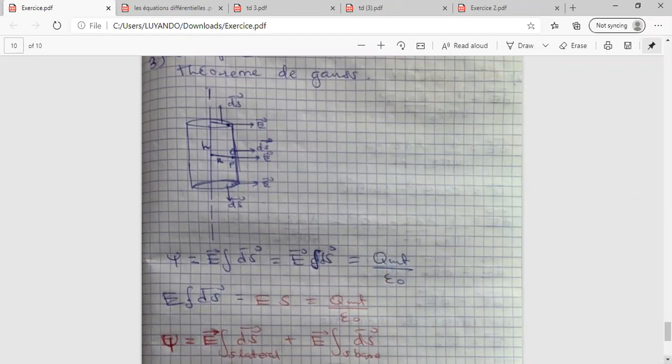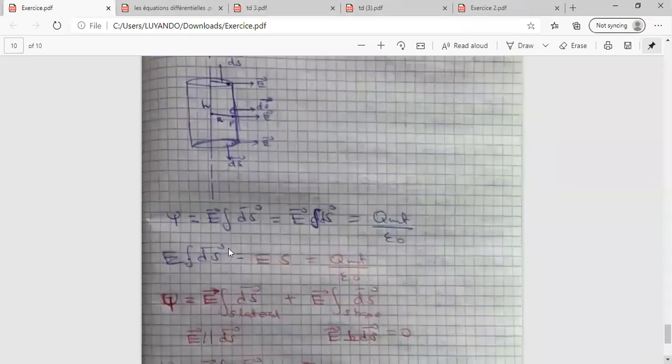And then we integrate the dS. So we're going to have ES is equal to Q_int over epsilon 0. And then for our flux, for the cylinder, we have the sides and we have the bases.